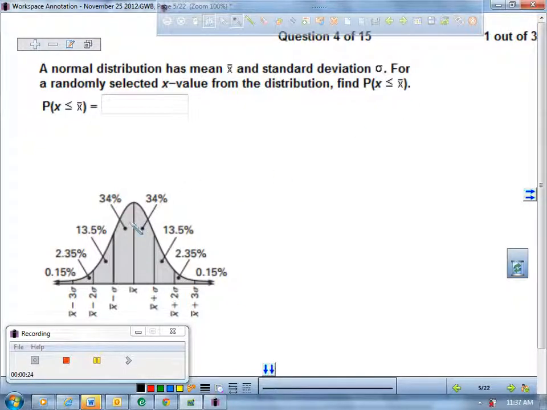So we want everything that's below the mean. So we want this part, this part, this part, and this part. Well, if we remember about a normal distribution, half of it has to fall below, so 50% is below the mean anyway. Now we want probability, so we're going to convert that to a decimal, so this is going to be 0.5. The probability of picking a value that's less than the mean.